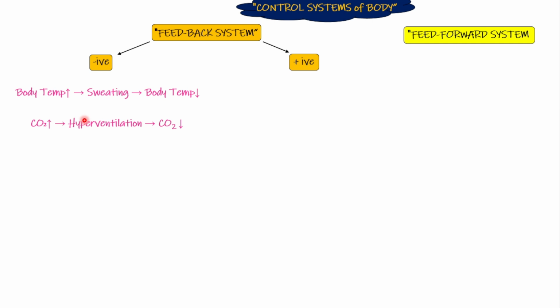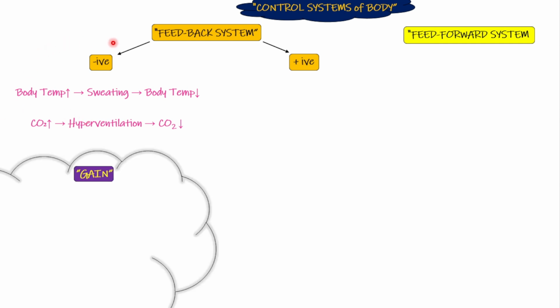There is a key concept when we discuss negative feedback, that is gain of a system, gain of a negative feedback system. So what exactly is gain? Gain is the degree of effectiveness to maintain constant conditions. For instance, the thermoregulatory system increases or decreases the body temperature by sweating, or in a cold environment by shivering. So how effective is this system?